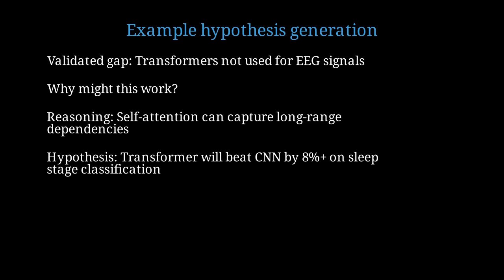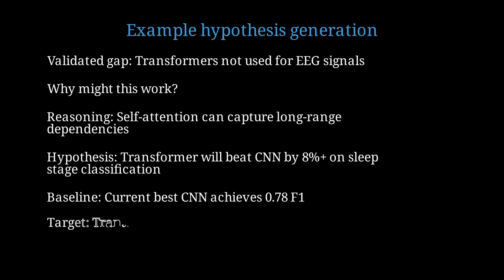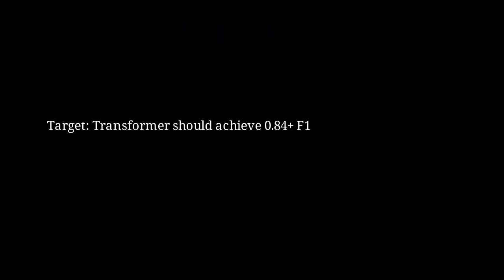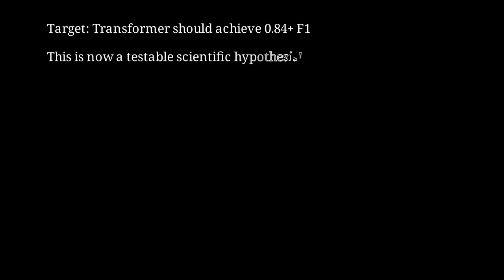Hypothesis: A transformer-based model will outperform convolutional neural networks by at least 8 percentage points on sleep stage classification, as measured by macro F1 score. Baseline: The current best convolutional neural network achieves 0.78 F1 score. Target: Our transformer should achieve 0.84 or higher F1 score. This is now a testable scientific hypothesis that can be empirically evaluated.